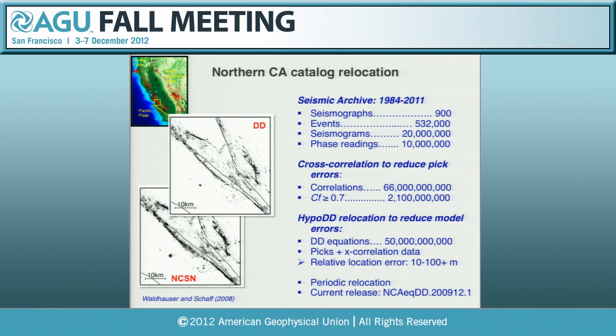You see here on the left a comparison between the original network catalog and the double difference catalog in a complicated area where the Calaveras fault intersects with the San Andreas fault. And you can see the improved resolution we get along the near vertical strike slip faults. We also remove some of the artifacts that are seen in the network catalog.